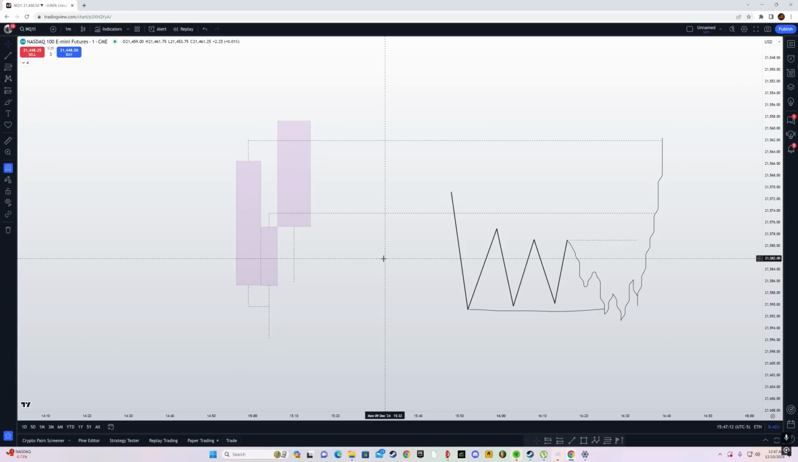Literally the best mechanical setup that you can trade. I keep saying best because it's actually very good. So now that we know this, let's say that we managed to close below this low. So this is what's going to happen.